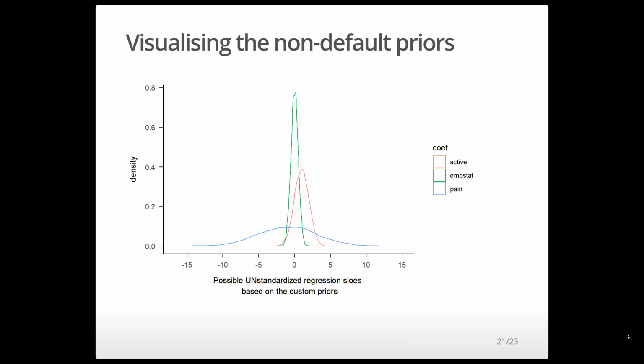So here we can sort of visualize these custom priors that I set. So you can see that the prior for active is this red line. So again, I'm pretty confident it's gonna be a little bit positive, but there's still some chance it could be negative. For MSTAT, I'm saying I'm very confident it's 0. This is a tight distribution right around 0. So there's not much chance I'm saying that it's outside of this range. And then pain, I'm saying I still have a pretty wide prior on it. I would say that I have some belief it's negative, but I'm not very confident in that belief.